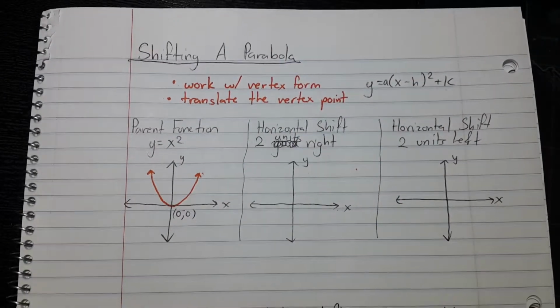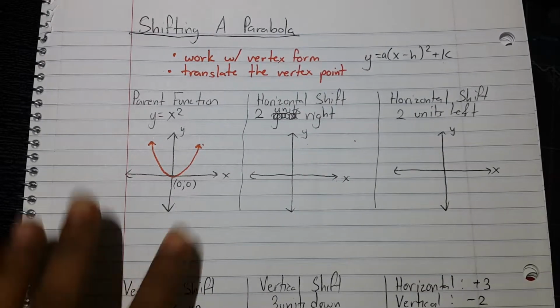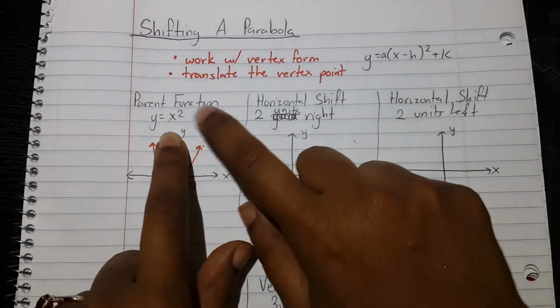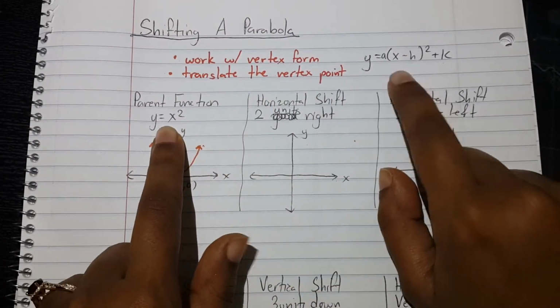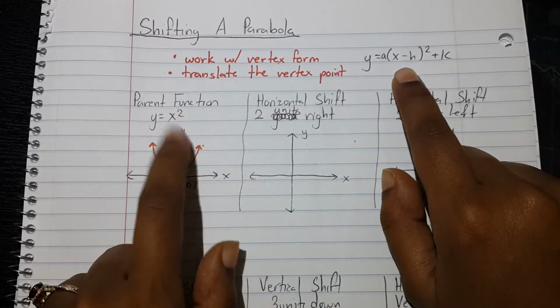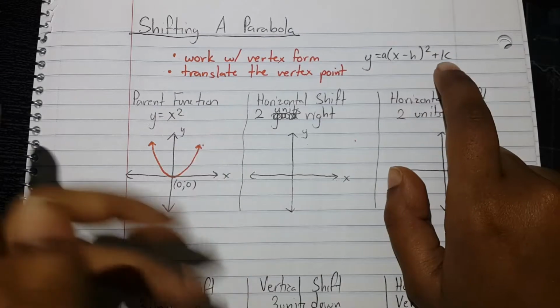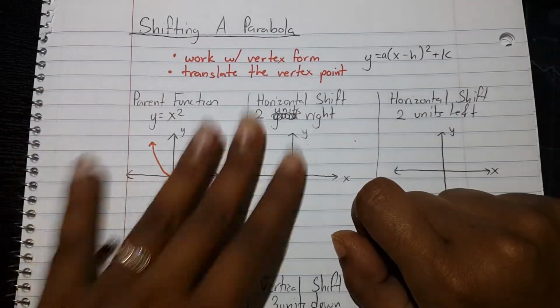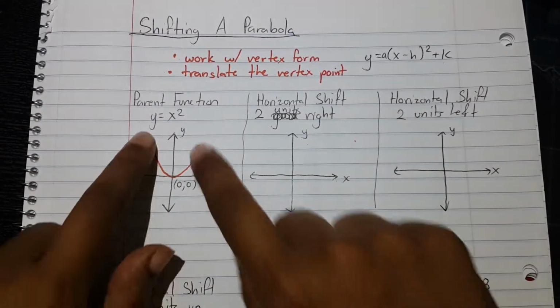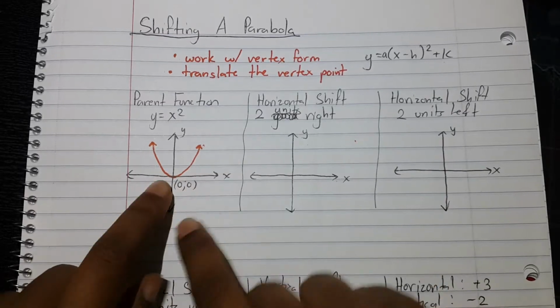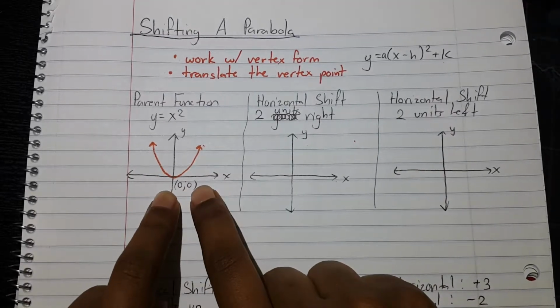So let's focus on the parent function of a quadratic equation. If we were to compare the parent function and the vertex form, we would see that the parent function is pretty empty. There's no visible a, no visible h or k. So this has no transformation applied to it, and the graph of that would look like this, where the vertex point is (0, 0).